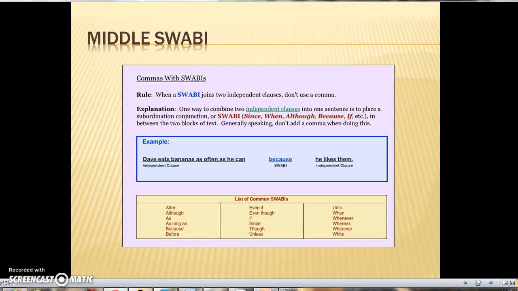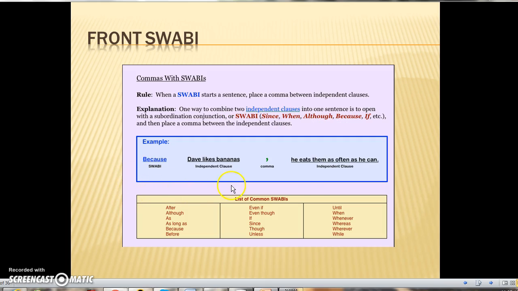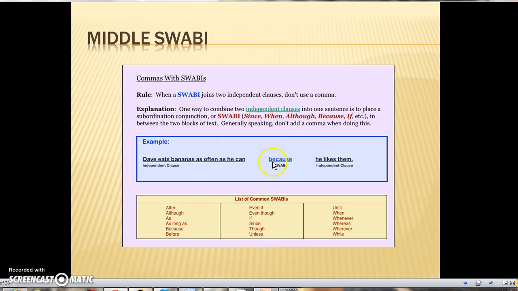Let's take a look at an example of a middle subordinating conjunction. Okay, so this is a very similar sentence to the front one, but in the middle one we switch it up a little bit. It says, Dave eats bananas as often as he can because he likes them. Notice that this is still our dependent clause: because he likes them. It depends on this independent clause, Dave eats bananas as often as he can.